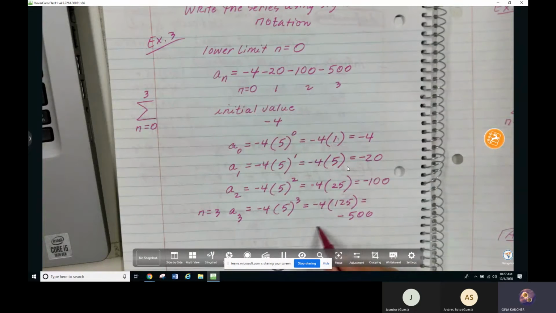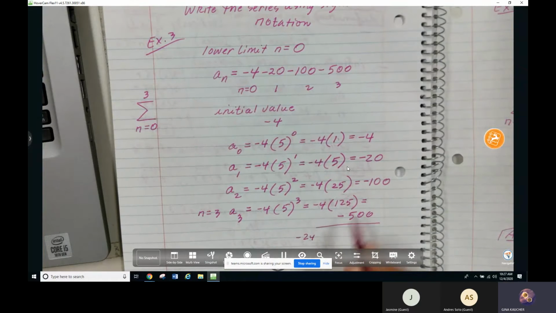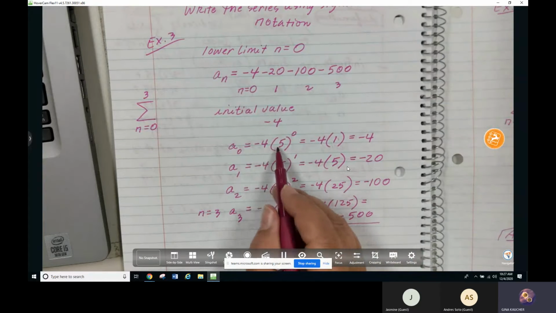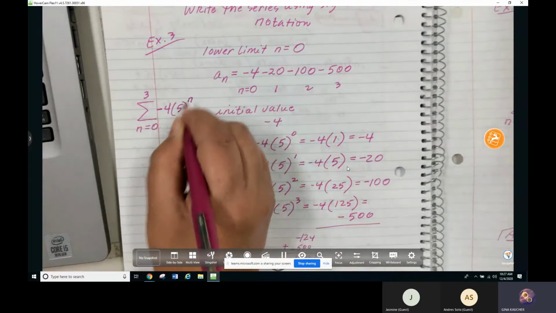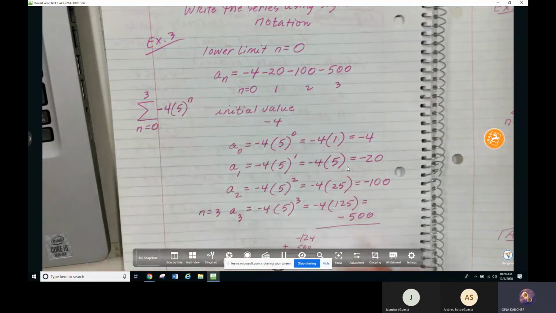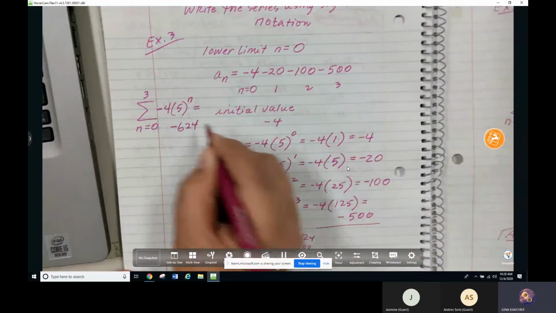So let's see. Negative 4 and negative 20, that'd be negative 24. Plus negative 100 would be negative 124. And negative 500 more, negative 624. So your summation here is negative 624. So what is our rule? It's negative 4 times 5 to the power of n, or whatever letter you use here. If it's i, you would put i here. Equals negative 624.